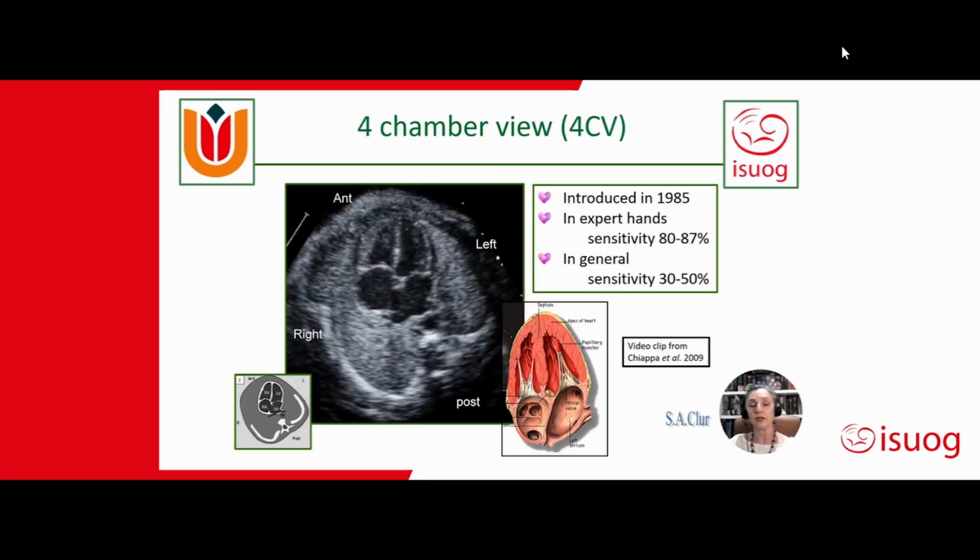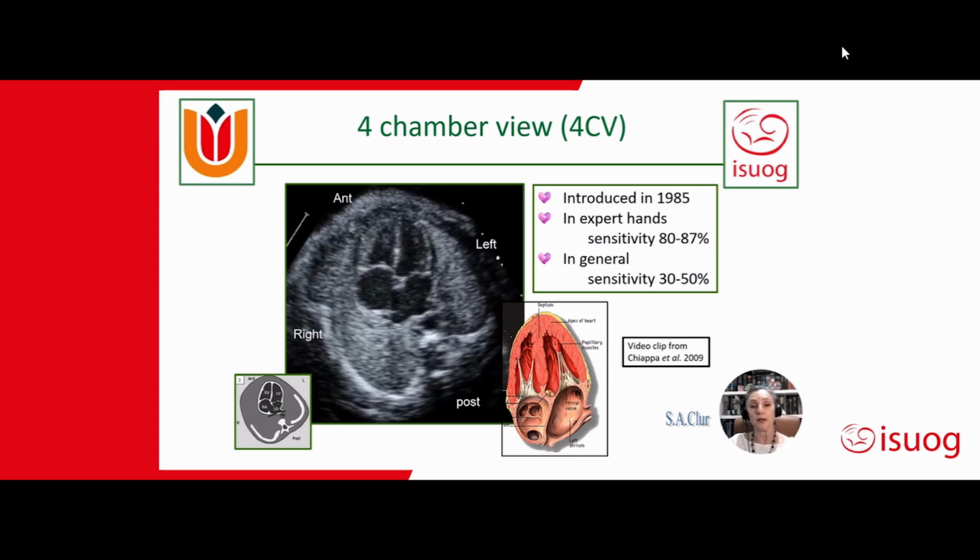Let's look at the 4-chamber view and let's have a look at all the things we can see in it. Now, this was introduced as a screening view in 1985. And initially there was lots of excitement because in expert hands it has a sensitivity of 80 to 90% for the detection of heart defects. But in general usage in low risk populations, it was disappointing with only a detection rate between 30 and 50%.